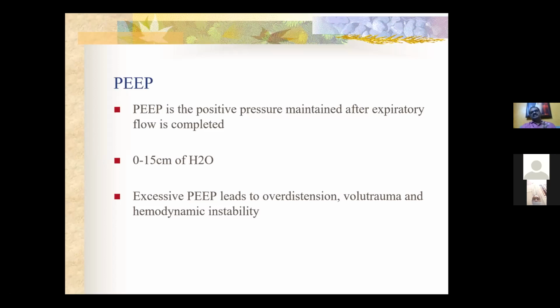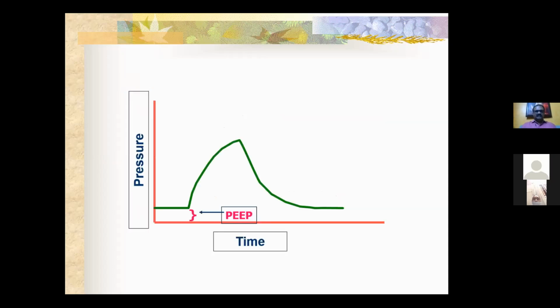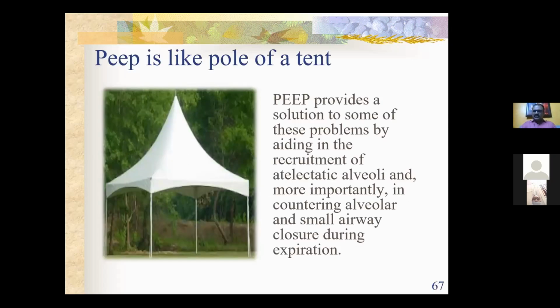If the patient is hypovolemic, cardiac compromise can occur. What is shown in the graph, the difference from 0 upward, is the PEEP. PEEP acts like the pole of a tent. It keeps the alveoli open, preventing collapse of the alveoli and aiding in recruitment of atelectatic alveoli. It will push open the collapsed alveoli also when you keep a PEEP.